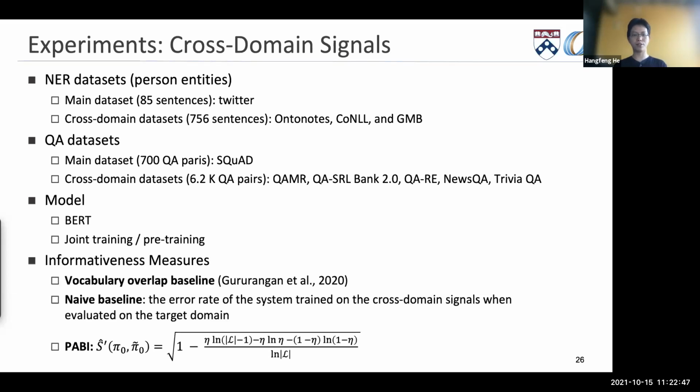As for informativeness measures, we consider 2 baselines. The first one is a vocabulary overlap baseline based on the most frequent unigram overlap. And the second baseline is as follows. We will first train the system on the large-scale cross-domain signals and directly evaluate the system on the target domain. The error rate, that is the cross-domain performance, serves as a naive baseline, and finally PABI.